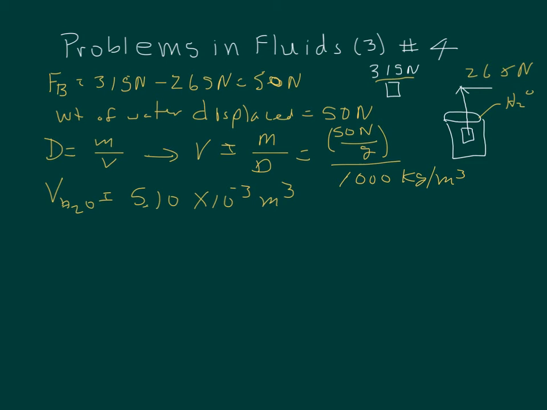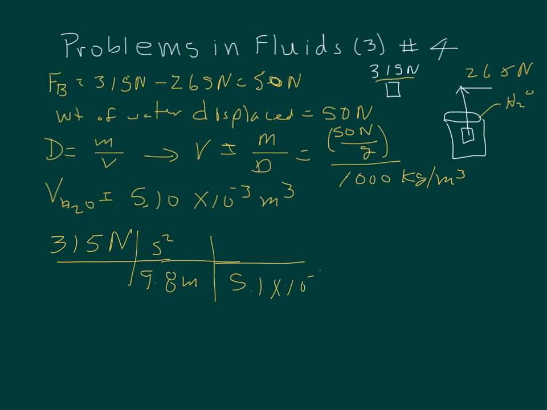This must also be the volume of the object itself. So the object itself weighs 315 newtons. If I divide that by 9.8 meters per second squared, g, then I have the mass of the object. If I then divide it by the volume, which we just discovered to be 5.1 times 10 to the minus 3 cubic meters, I have the density of the object, which is 6,300 kilograms per cubic meter.